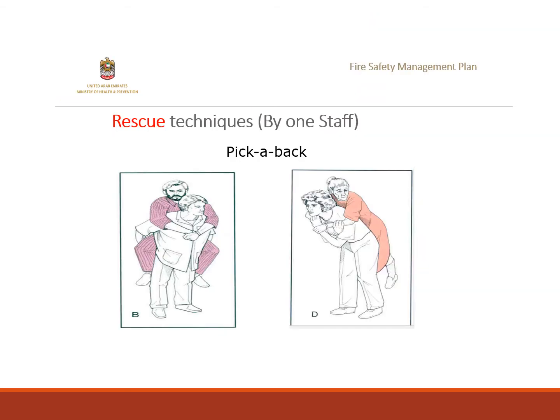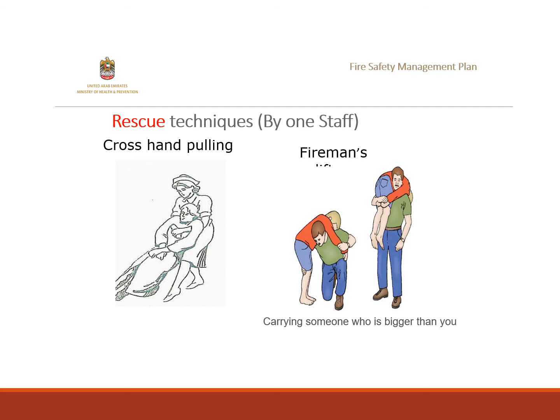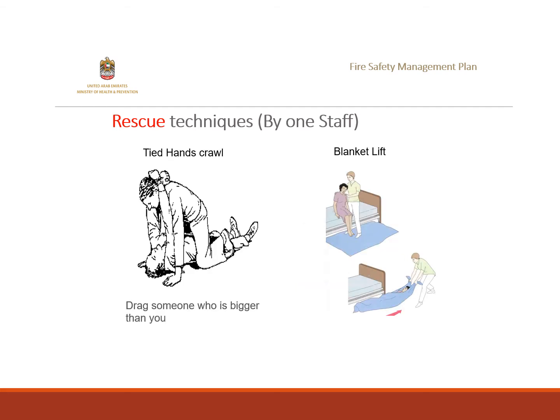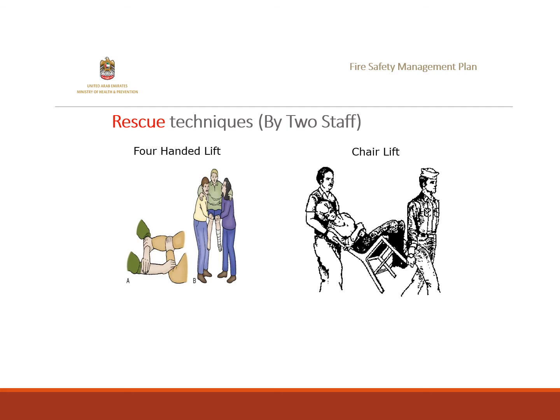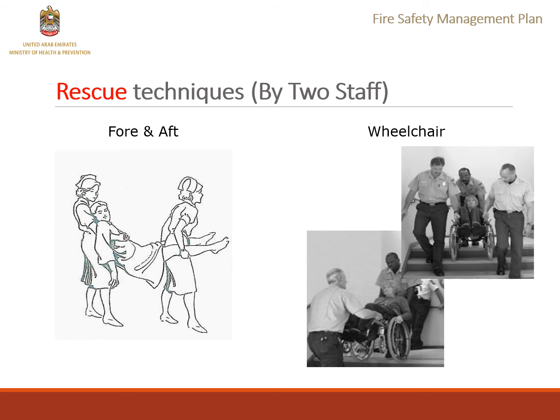Here we have pick-a-back, cross-hand pulling, fireman's lift. This technique is useful if you're carrying someone that weighs more than you. Tied hand crawl. This technique is also useful if you're carrying someone that weighs more than you. We also have the blanket lift, two-handed lift, three-handed lift, which is used for patients that are unconscious, four-handed lift, chair lift, fore and aft, and the use of a wheelchair by two people.